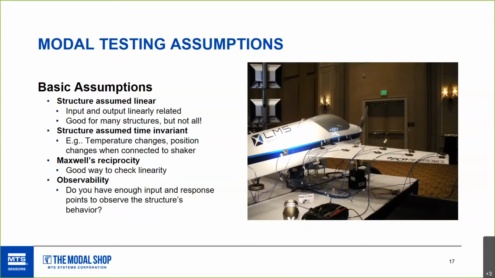Then Maxwell's reciprocity is another good quick check that you can use to check linearity. Your input at one point and your response at the other should be the same if you reverse the input and response point. So it's easy to check with something like a modal hammer. Of course, you can also use the shaker, just a little more effort to move the shaker around. But yeah, a good way to see if the structure is indeed linear.